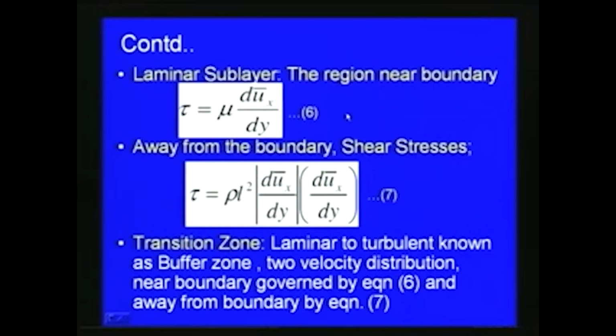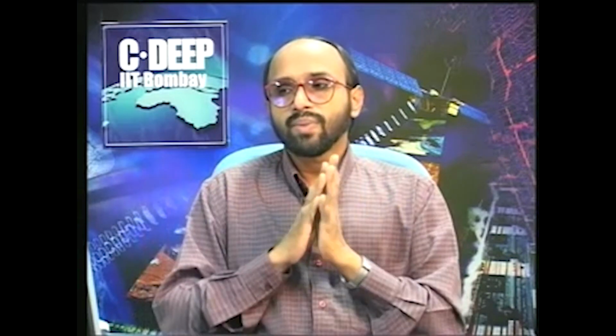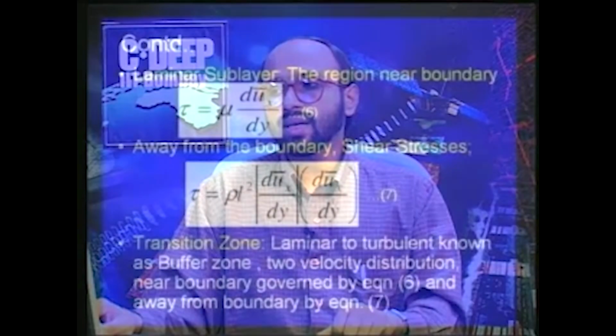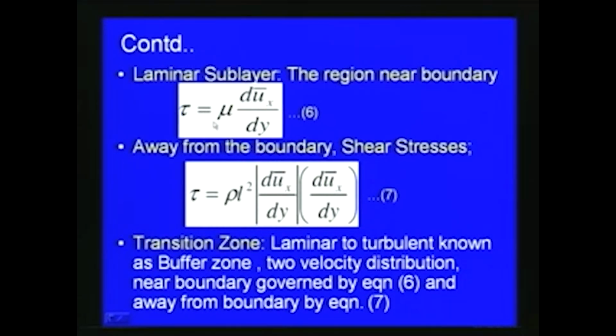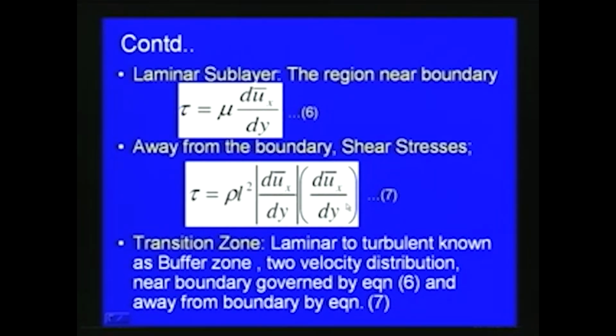Now, when we discuss the velocity variation within the turbulent flow, we have to consider the laminar sublayer and the turbulent zone separately. For the laminar sublayer, the region near the boundary, we can use Newton's law of viscosity and write tau is equal to mu into du x bar by dy. Away from the boundary, as far as shear stress is concerned, we can use Prandtl's hypothesis in combination with Karman's approach, given by tau is equal to rho L square into du x bar by dy into du x bar by dy, as shown in equation number 7.